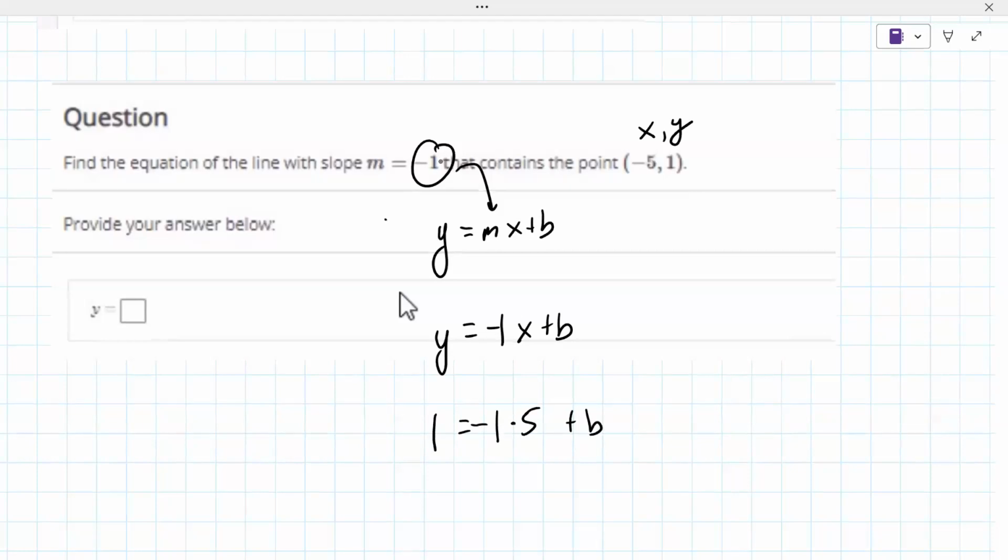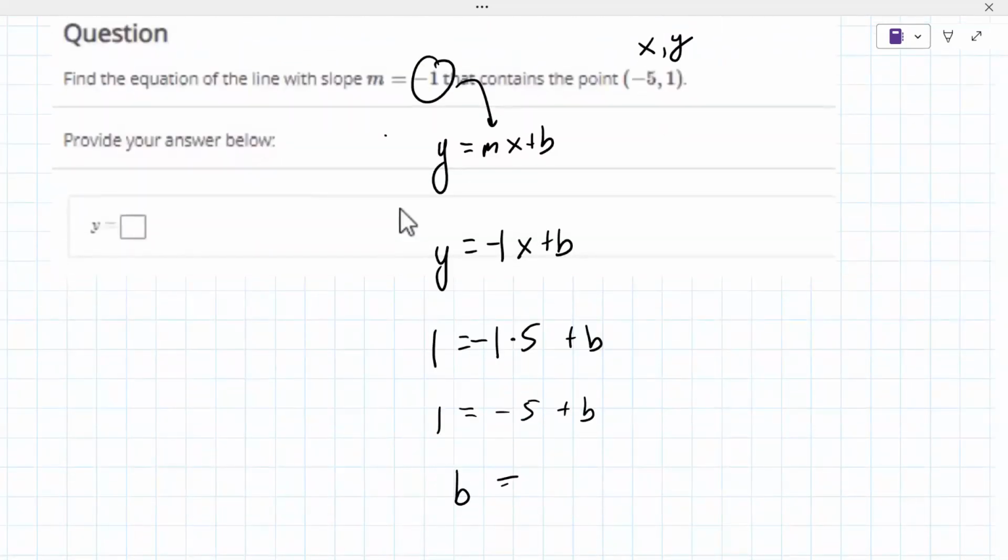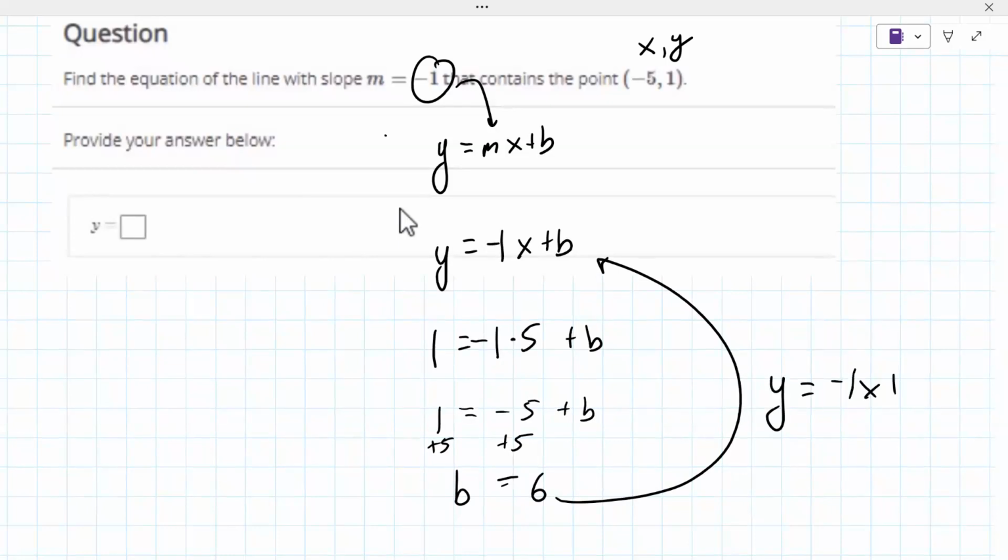All right. Do you have something on your page that looks like this? Minus one equals minus one times five plus b. Yes. Okay. So minus one times five is minus five. How do you undo the minus five? Add five. So what does b become? Oh, wait, six. You're adding five, six, yeah. All right, so that becomes y equals negative one x plus six. So go ahead and try that, please. Hopefully there's no issues this time.